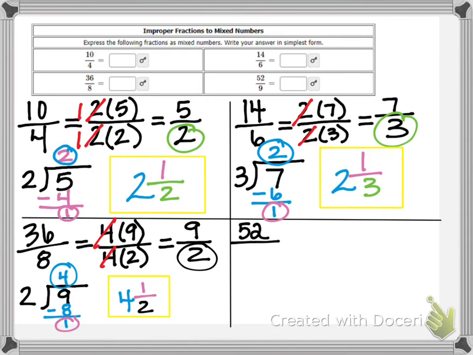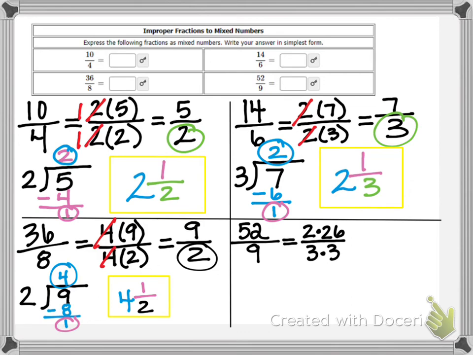And finally, 52 over 9. I want to try to simplify 52 over 9 if possible. I'm going to do the denominator first. I'm going to rewrite 9 as 3 times 3. And then I'm going to do 52. I'm going to rewrite it first as 2 times 26. Now, I don't see any common factors, so I'm going to go one step further with my numerator.